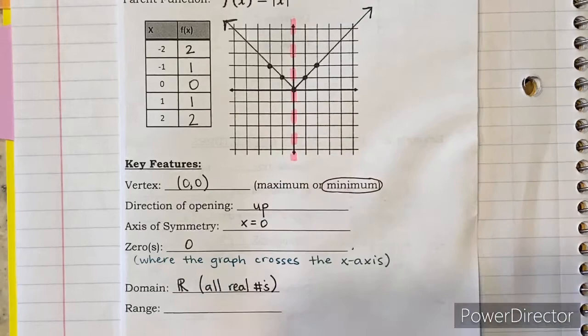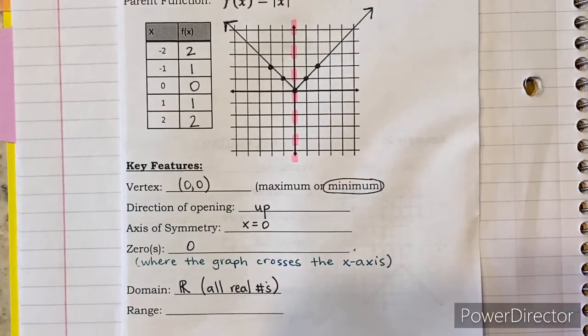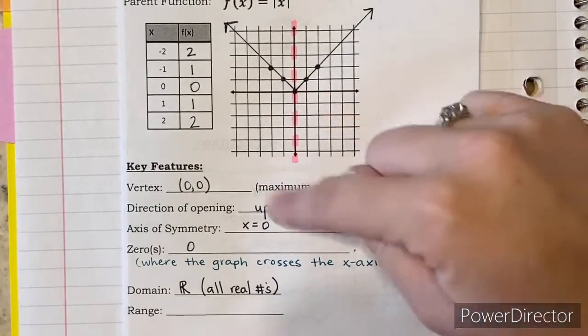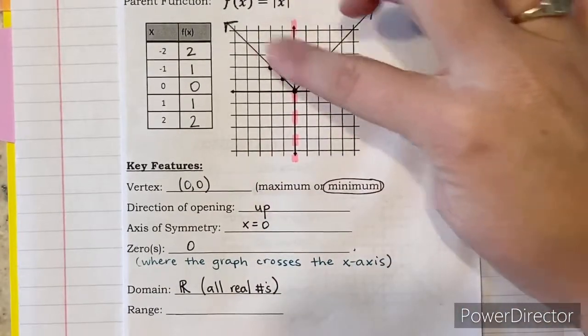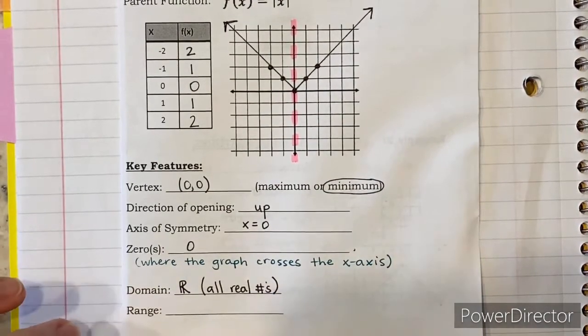So this is what makes range very different from domain. We can't use all real numbers for the range because the graph doesn't go down, it only goes up. So we have to figure out where the graph starts.